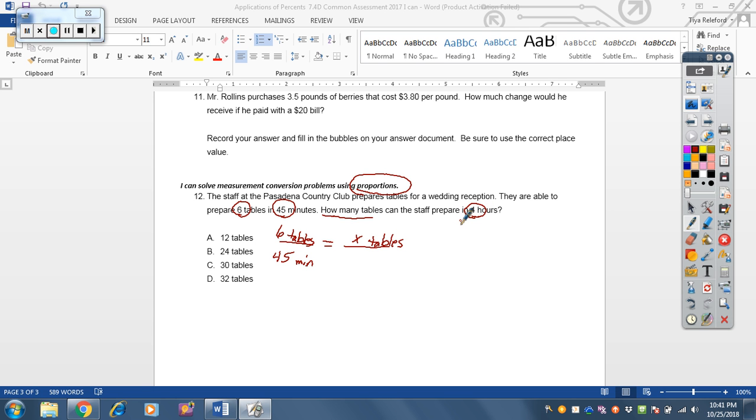How many minutes are in 1 hour? 60. So in 4 hours, how many minutes are there? 240. This is the proportion you're going to solve. 6 times 240, which I don't know what that is, $1,440 and 45 times x. Now you have an equation you can solve.